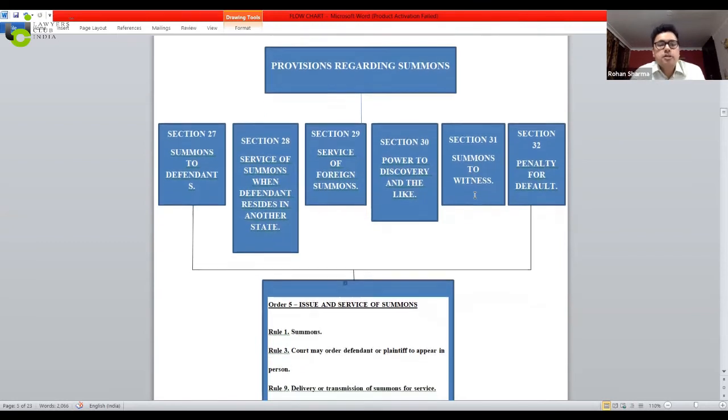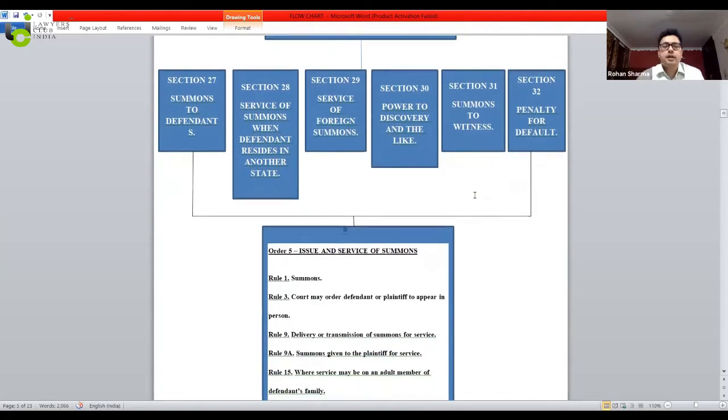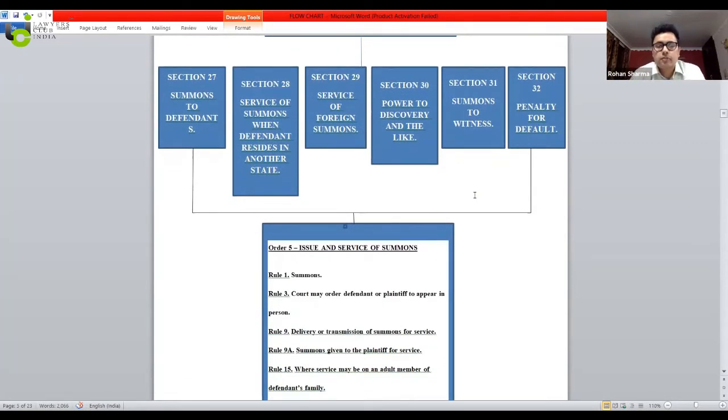Now, Section 28 talks about when, let's say, your defendant is residing in another state and you're filing on the basis of some property which is in the jurisdiction of this state. So in that specific case, the notice or the summons goes through that specific court which has the jurisdiction over that specific area where the defendant is residing, right? So how the summons goes is clearly delineated in Section 28.